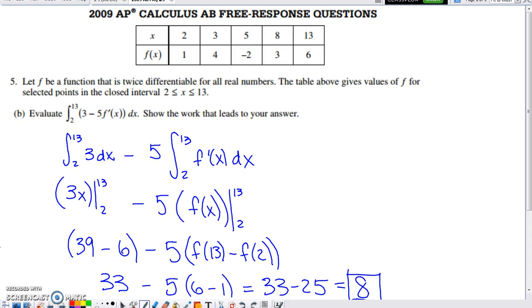Part B asks us to evaluate a definite integral. So the definite integral is kind of a goofy one. It's the integral of 3 minus 5 f prime of x with respect to x, and we're supposed to evaluate it on the interval from 2 to 13.